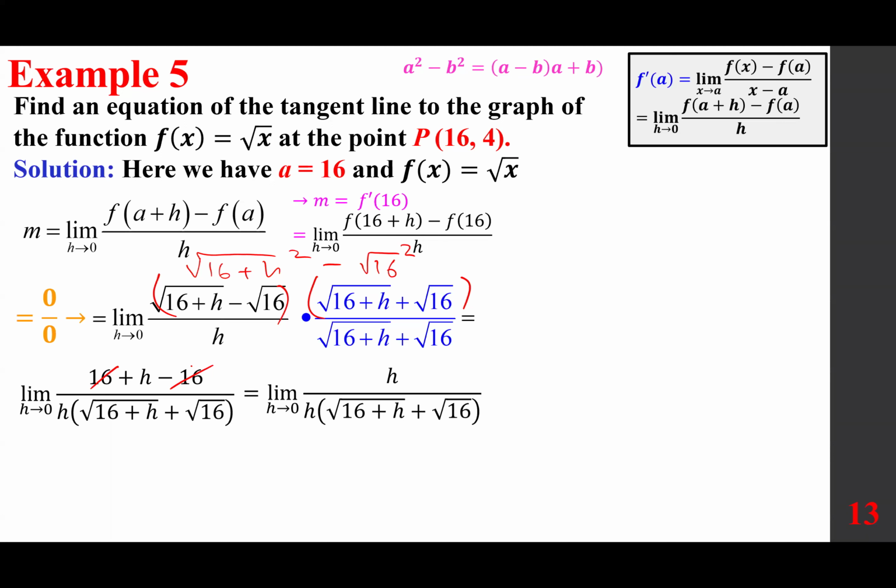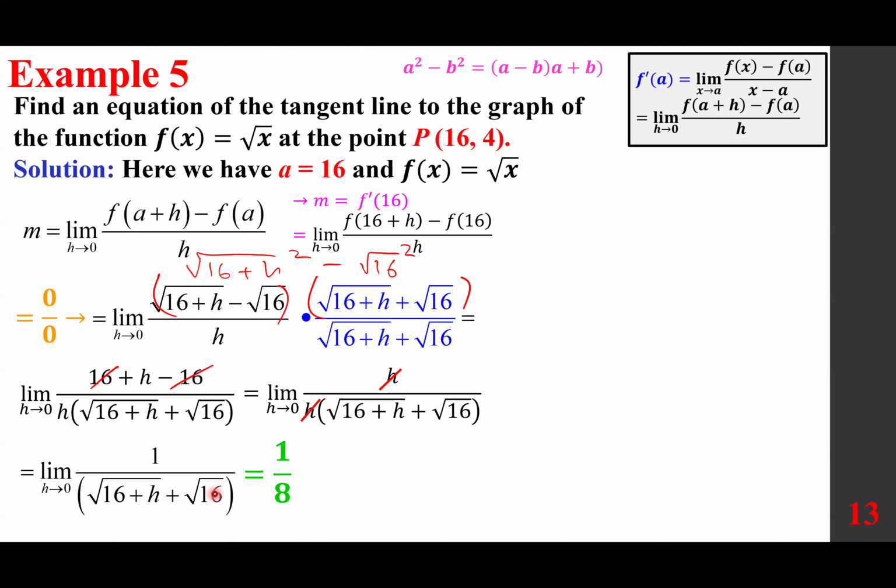So the limit of h over the square root of 16 plus h plus square root of 16 remains, and you can drop the common factor of h, and the numerator changes to 1. There is nothing else we can do to simplify it further. Therefore, we plug in. Now, if I plug in 0 here, I'll get square root of 16, which is 4, square root of 16, which is 4. They add up to 8. The final answer is 1 over 8.